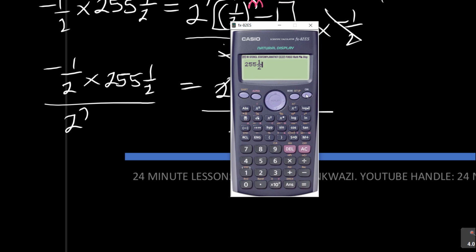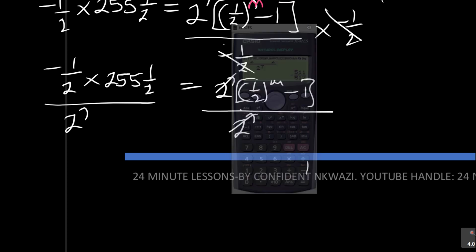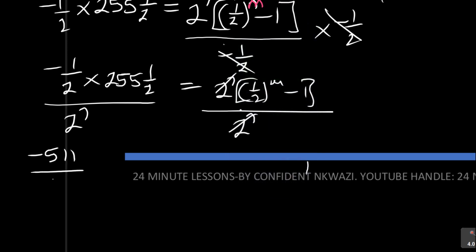Alright, so let me do it now properly. So it's fraction, negative, and then fraction 1 over 2, and then times, shift that one, which is 255 and a half, over 2 to the exponent 7. I hope it will simplify things. Oh, there we go. It's giving us negative 511 over 512. I thought it was going to be simplified. Alright.